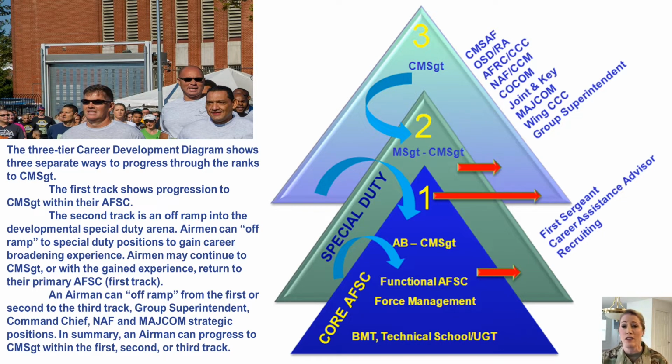It's your functional AFSC. It's where we're force managed. That's where you'll find your basic military training, your tech school, your upgrade training. That is all in tier 1. And as we know, we can cross train and move, and so we can all fall in that tier 1 at some point. So tier 2 is where we focus in on special duty.